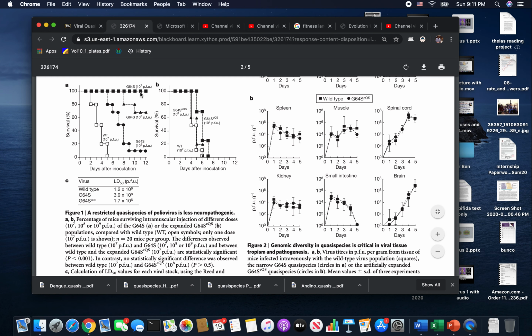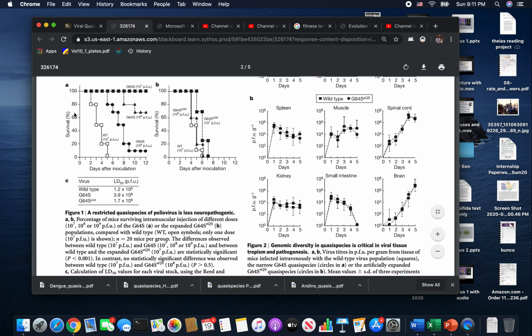And since it's the same amount of the same virus, and the only difference is that this one can't make as many mistakes, it actually grows just as fast. That means that the mistake prone virus is weirdly fitter and more able to cause disease.